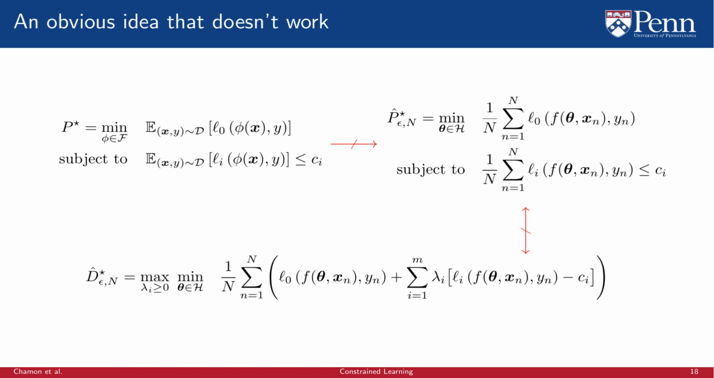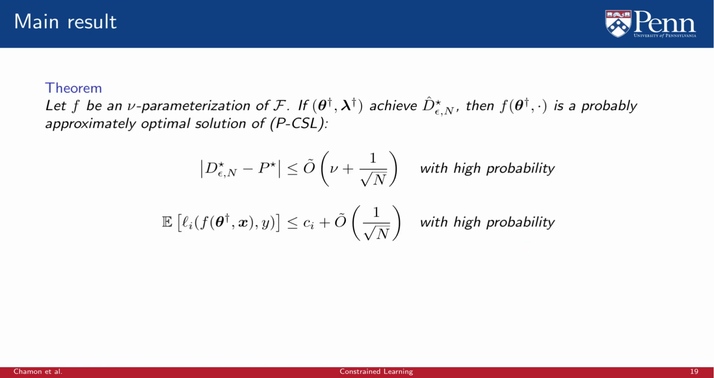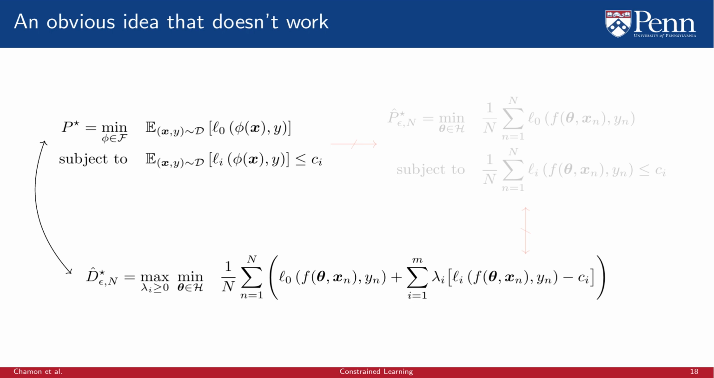Fortunately, it turns out that we don't really need to worry about that because we can directly relate the empirical dual to the original problem. And that's the main result of this work. Probably approximately optimal constrained learning can be done by solving an unconstrained, finite dimensional empirical problem. In other words, we can replace the problem we want to solve by a problem we can solve. Now, this is worth repeating because it's the main point of this paper. Constrained, infinite dimensional statistical problems can be solved through unconstrained, finite dimensional empirical ones.